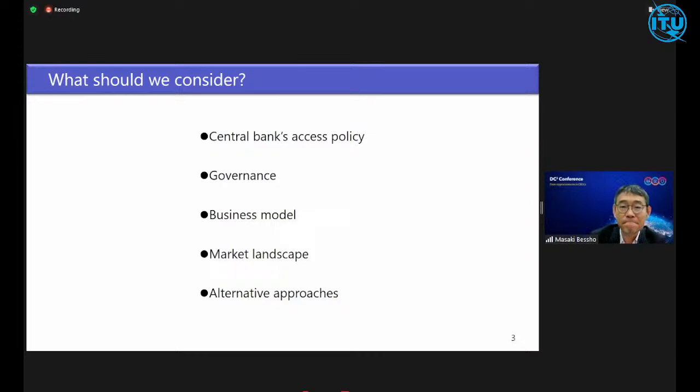Many thanks, Mr. Bessho. Very, very interesting. I'm sure we'll be diving into some of the topics, including programmability, interoperability, and the ability for different international participants to do cross-currency use cases. I think this is going to be a very important part of the dialogue going forward.